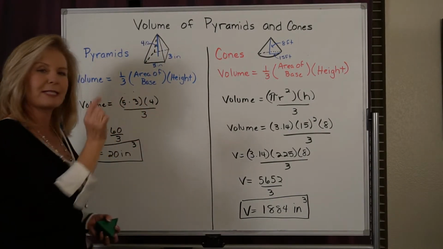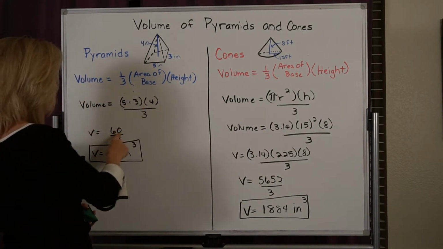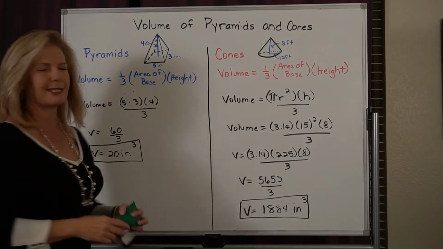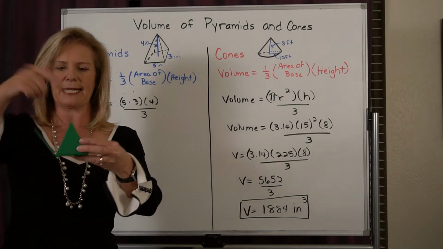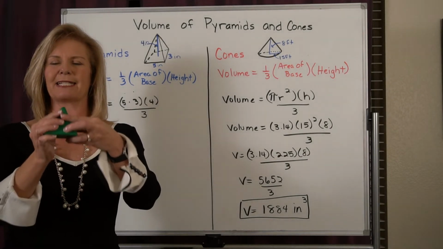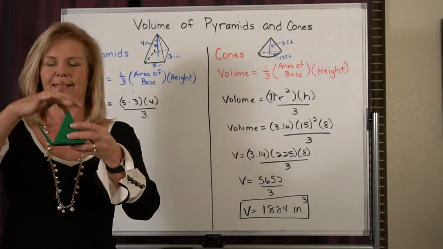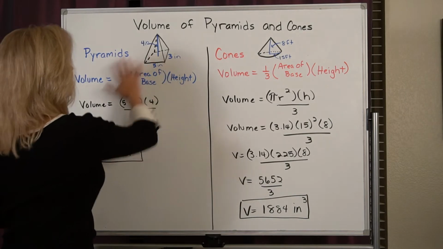I have to solve whatever's on top first. I'm going to go left to right. So 5 times 3 times 4 is 60. 60 divided by 3 is 20 inches cubed. So that means the space inside this pyramid would amount to 20 cubic inches. And we remember we do cubed because that's our 3-dimensional measurement. So that would be this example.